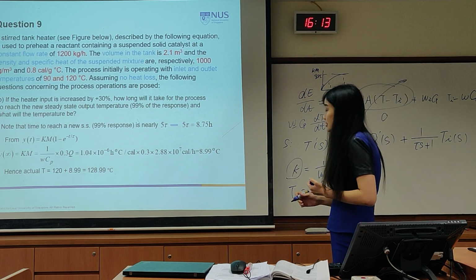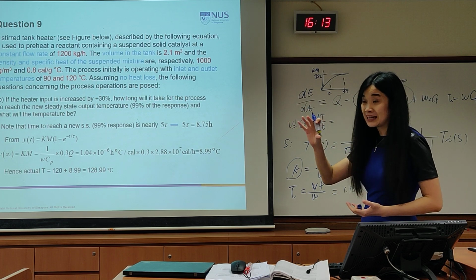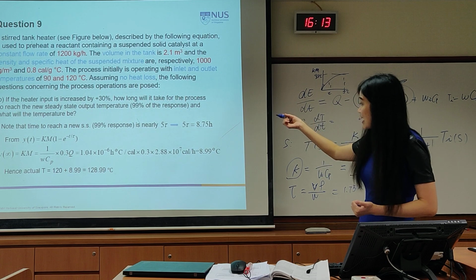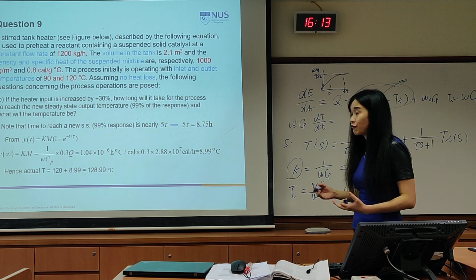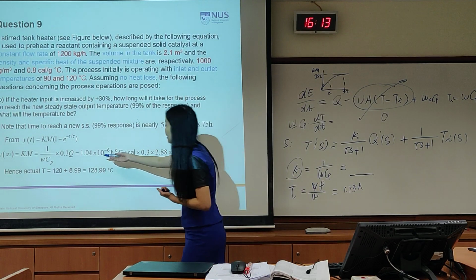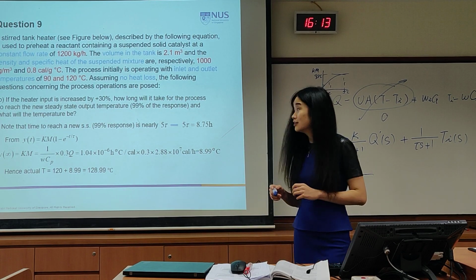Then M is your input, because it's a step response. So M is the magnitude of your step change. So we know it's 30% of the heater input, so it's 30% of the value of Q. Because Q is known as well, just use the whole calculation, very straightforward, to get the value for Km.